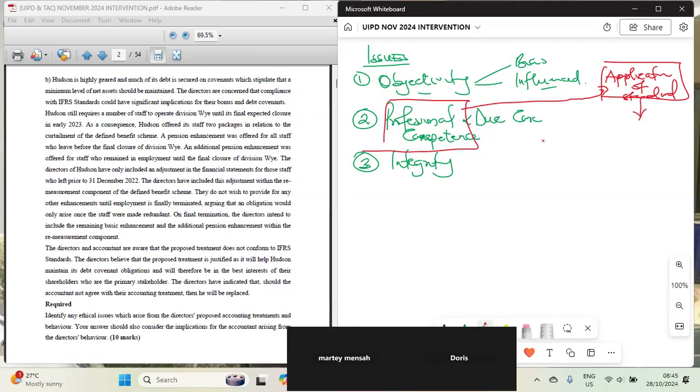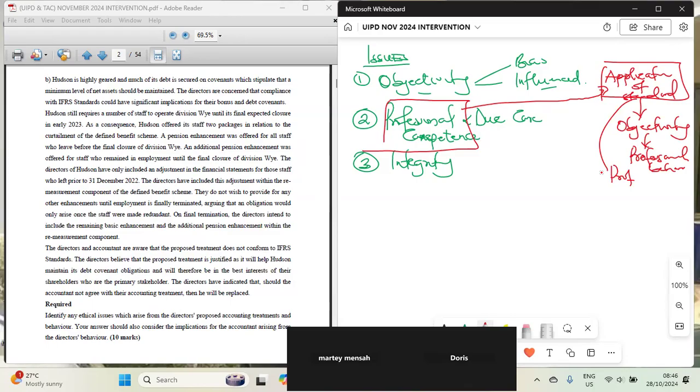Did they misapply the standard because they were forced to do so, or nobody forced them? If they were forced to misapply the standard, that one is also objectivity. If they were not forced to misapply the standard, but they themselves misapplied it, then there is also professional behavior, and professional competence and due care, which means that they lack the knowledge. So that is how it goes. Even that one alone can give you three things from misapplication of a standard.